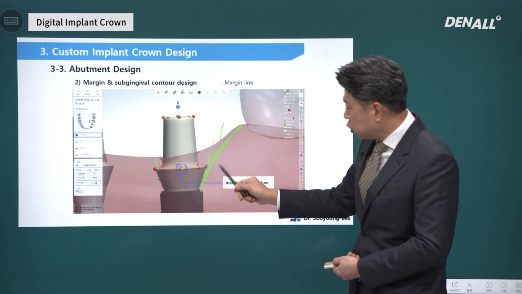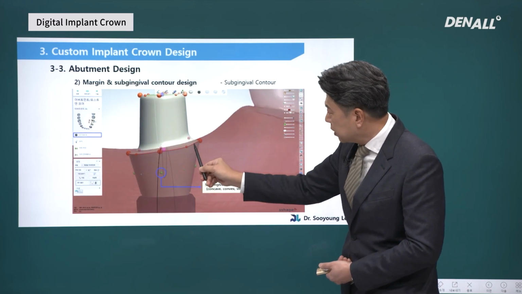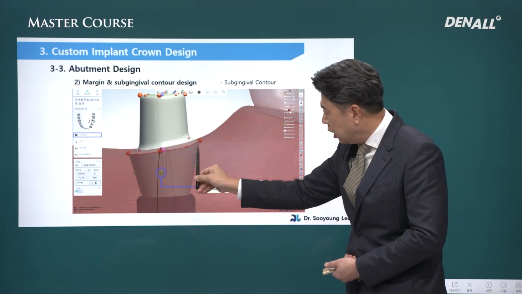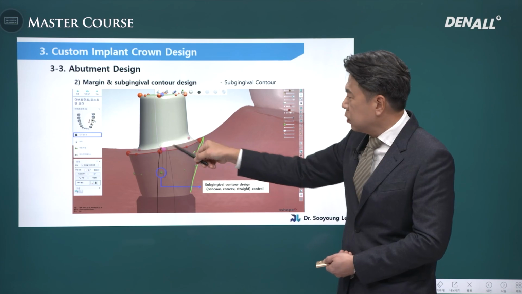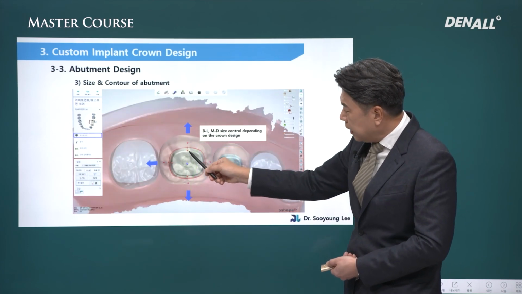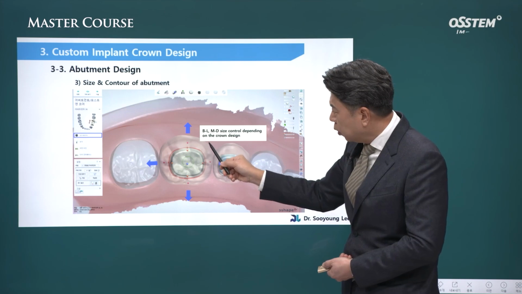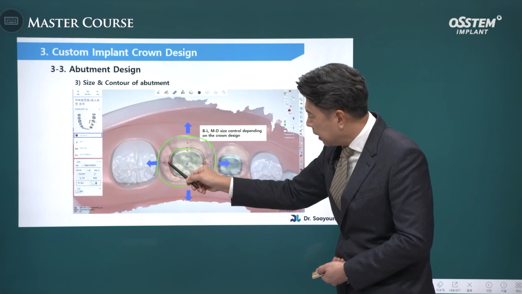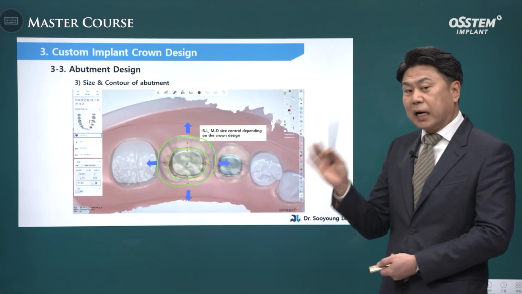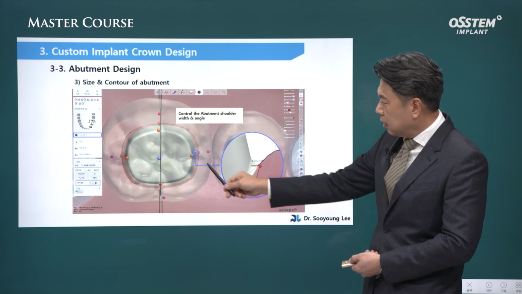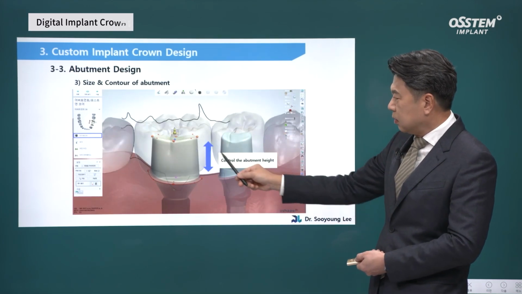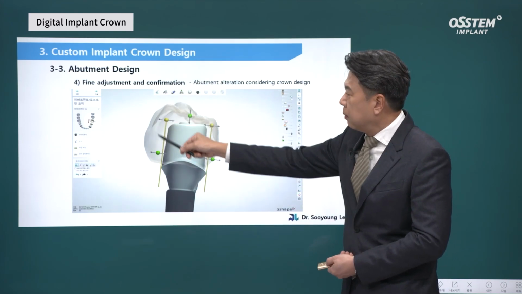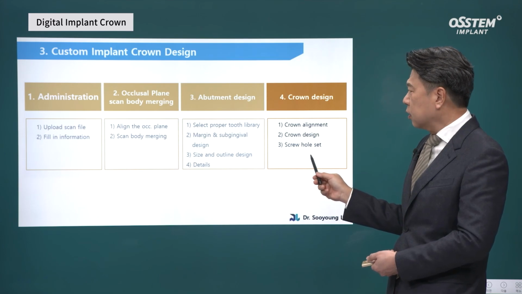The depth and height are adjusted. The height of the margin can be set at 0.5 millimeters subgingivally or at equigingival height, and the emergence profile is set aesthetically. That's how the abutments are designed. The abutment size and the crown appearance that we chose before appear semi-transparently, and the margin of the abutment can be designed. The height can be adjusted, and after designing an abutment, the crown design can begin.